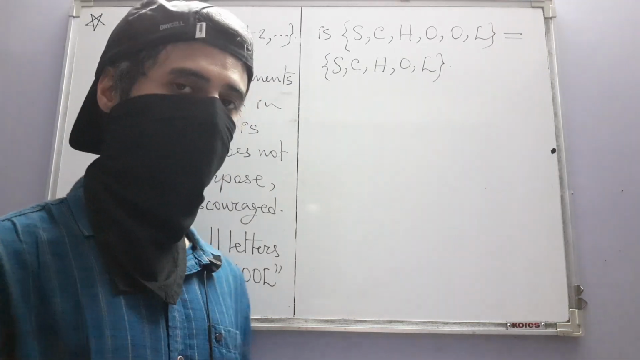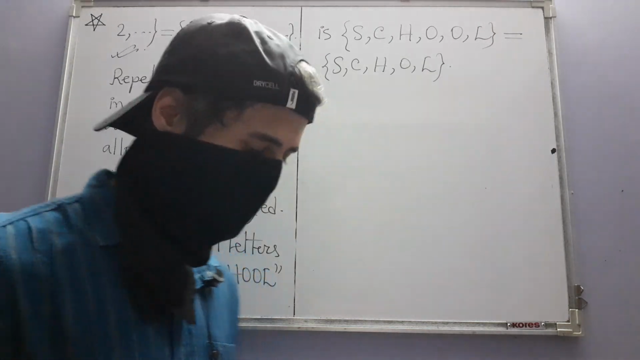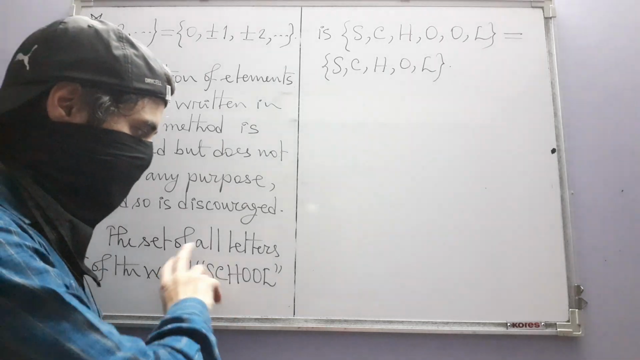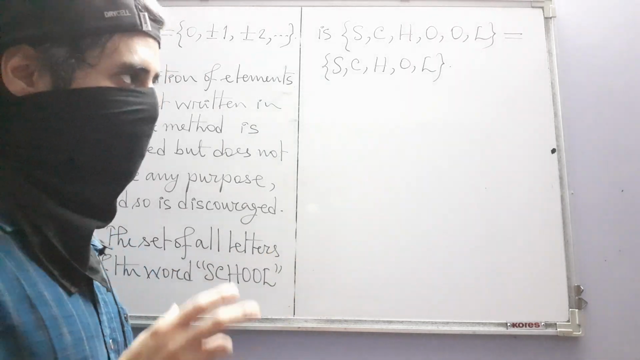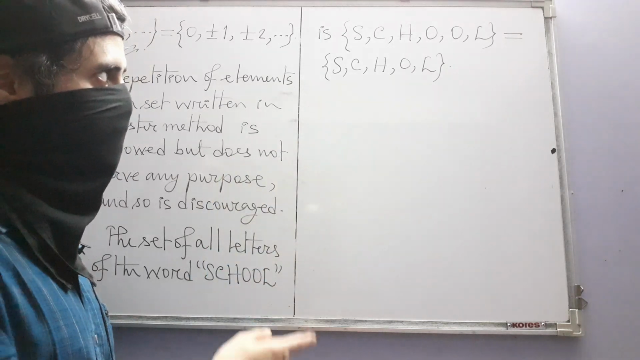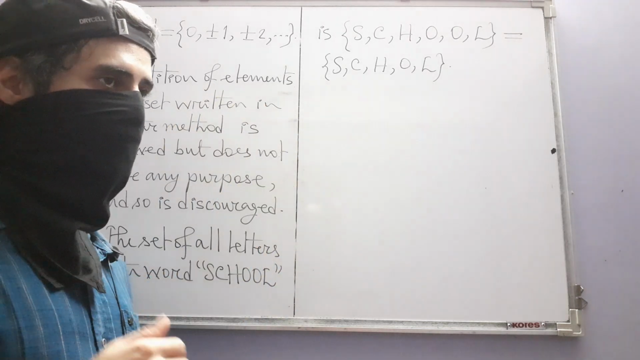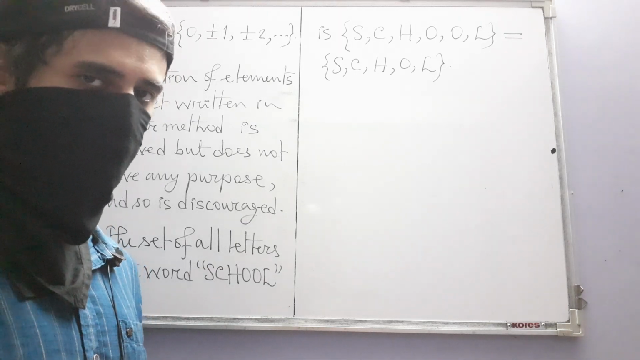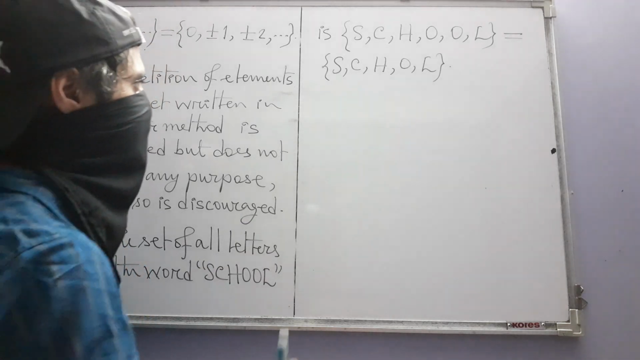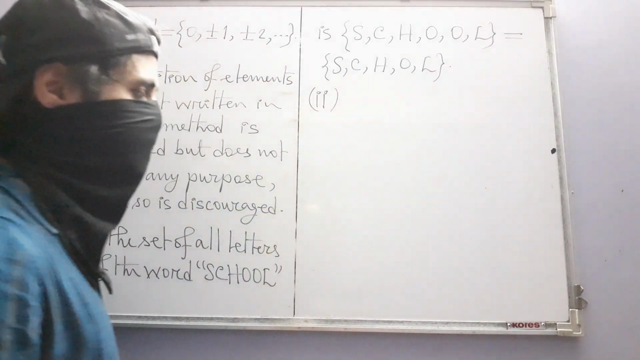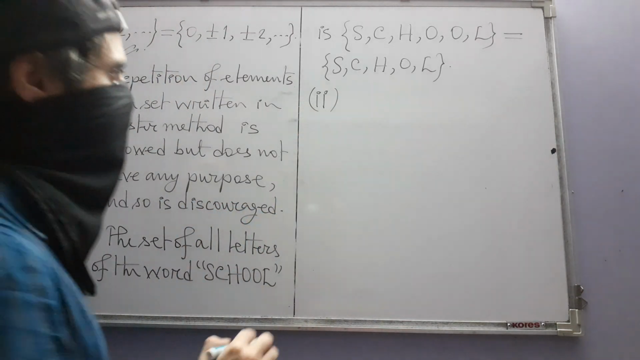So that is your roster form or tabular form. By the way, the method is called roster method, and once you have specified or written a set using that method, that set is said to be in roster form or tabular form. And the second one is set builder method or rule method.